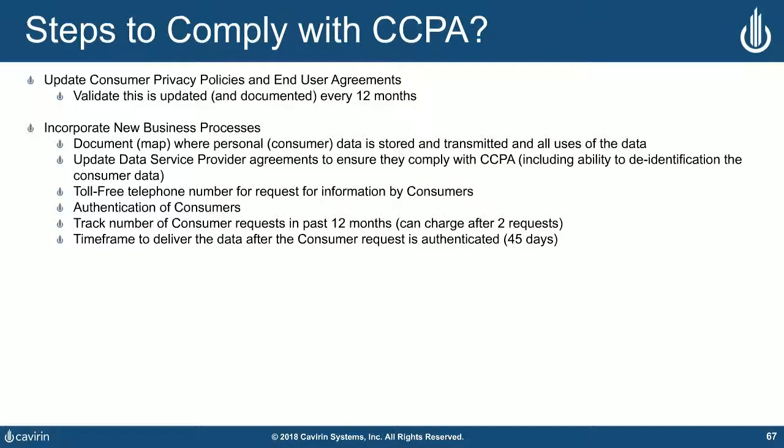Specifically, the focus here is going to be on the ability to de-identify the data and then make sure that it's not re-identifiable. As I mentioned, you have to have that toll-free phone number established so that the consumers can request their information. You also have to be able to authenticate the consumers, and that's an area where there's some law that's defined, and there's some more clarification coming out on that. But you also track the number of consumer requests in the past 12 months, because the consumer can make two requests. Beyond that, the business is allowed to charge if the consumer makes more requests.